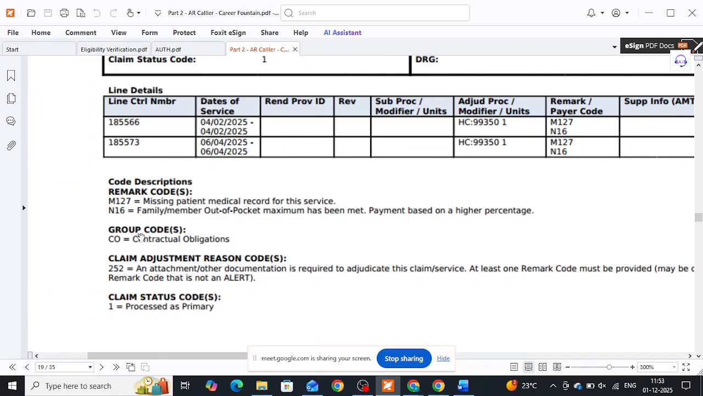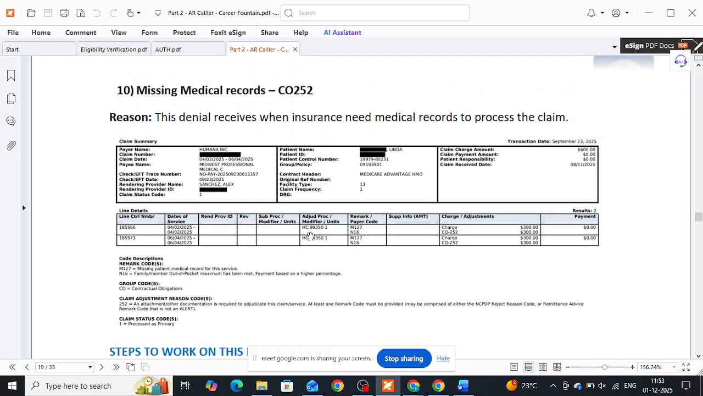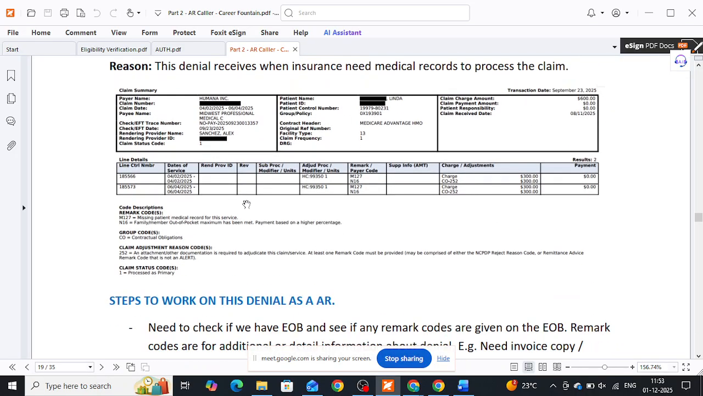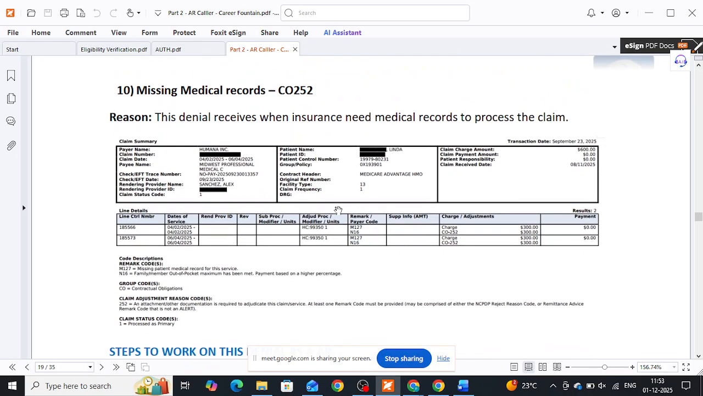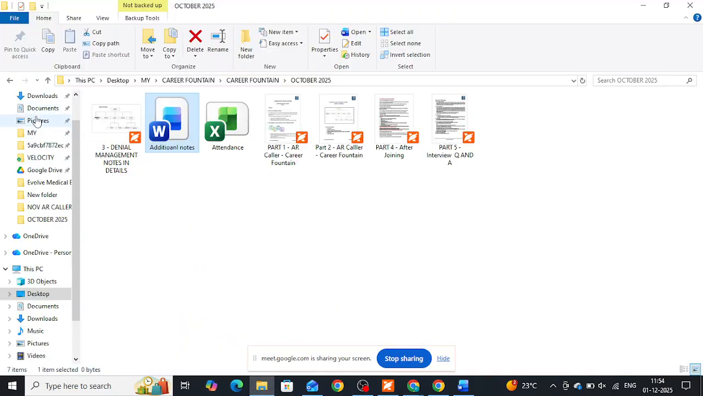If such a description is there, then we don't have to call, and we can send it to the given fax number. Generally, the fax number is mentioned on the EOB. This one is downloaded from Availity, but for normal EOBs, the fax number is also given. Detailed information is given, like where we have to send it and all. I can show you one EOB.